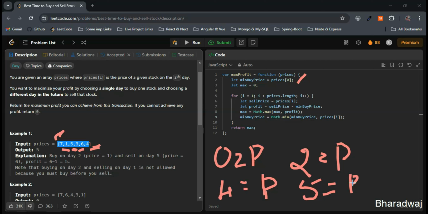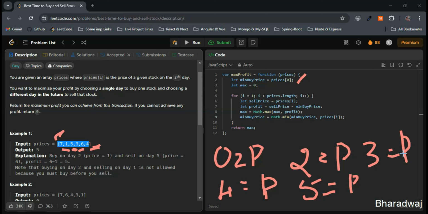The last iteration: the current price now is 4 and the profit is 4 minus 1, sell price minus buy price, which is 3. The profit is 3 now, right? The minimum buy price is still 1, and the max profit is 5.